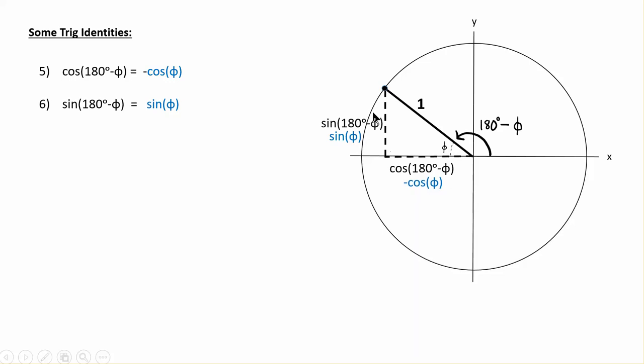So now if you stare at this picture, you see that this length here, cosine 180 minus phi, must be the same as negative cosine phi. And the length of this side, sine of 180 minus phi, must equal sine of phi. So this diagram may help you to remember these two trig identities.